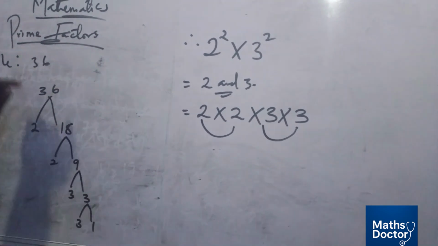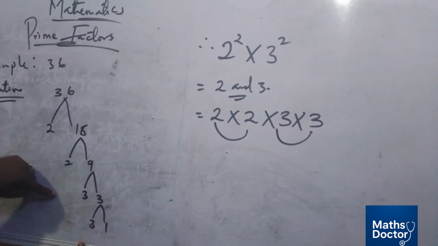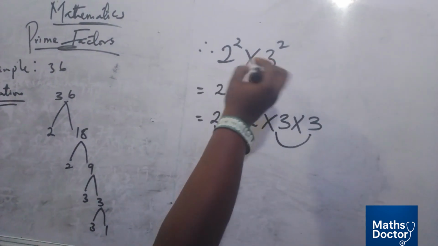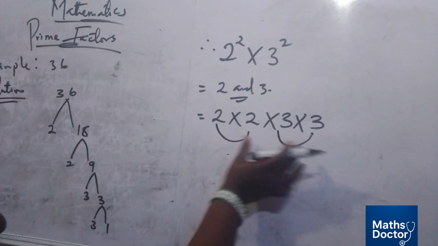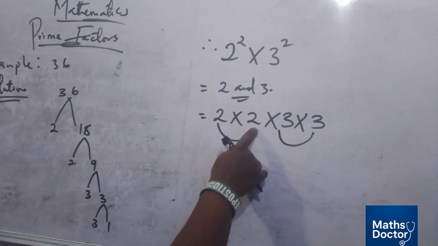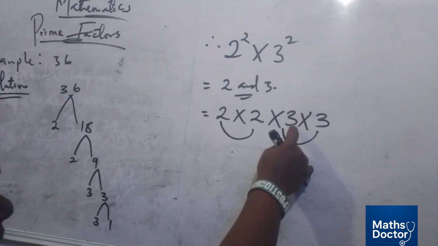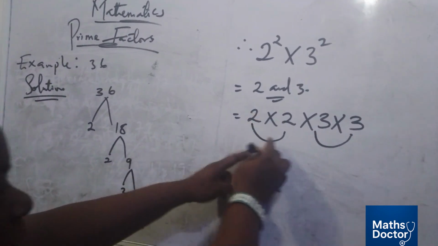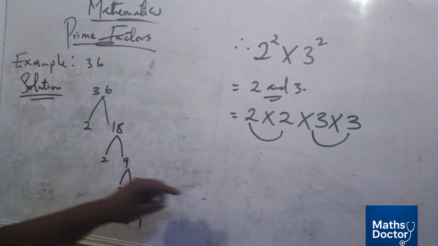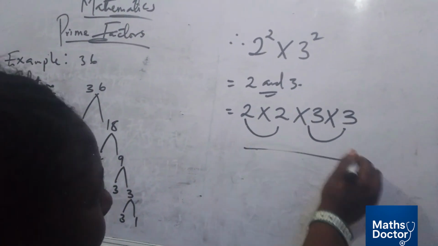So the best way to get the prime factors of 36 is using this tree method, and I write it this way in index form, and finally you expand it. So when you say 2 times 2, you have 4, and then 3 times 3, you have 9. When you combine the two together, you will still have your 36. But this is your answer.